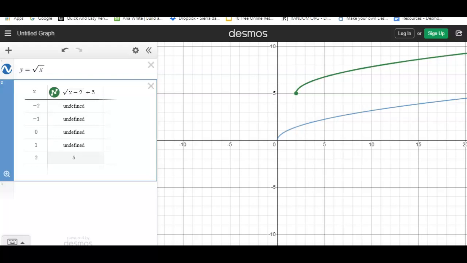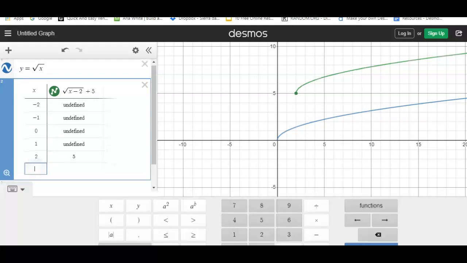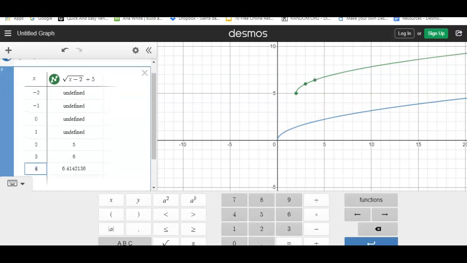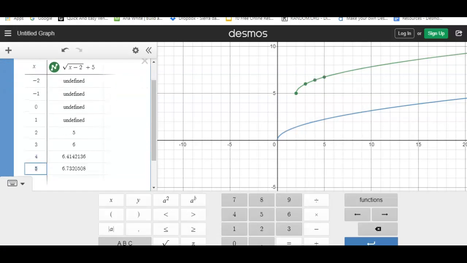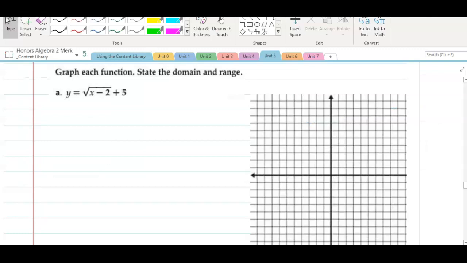Once I put a 2 in, I get the 5. So I'm going to also put 3, 4. I'm just hitting enter, enter, enter, enter. And our goal is to plot points with integer coordinates: 2, 5; 3, 6; 6, 7. These are all nice points to plot on our graph.